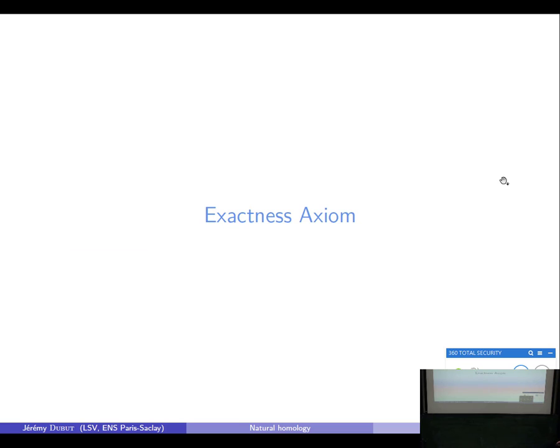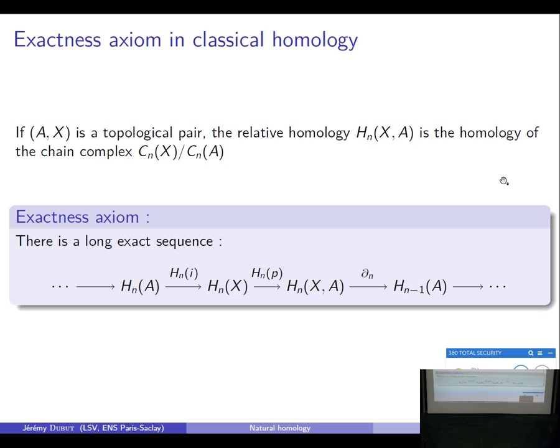Okay, the next property is exactness. In classical algebraic topology, the original form of exactness is the following. It states that there is a long exact sequence in homology that relates relative homology with homology of spaces.